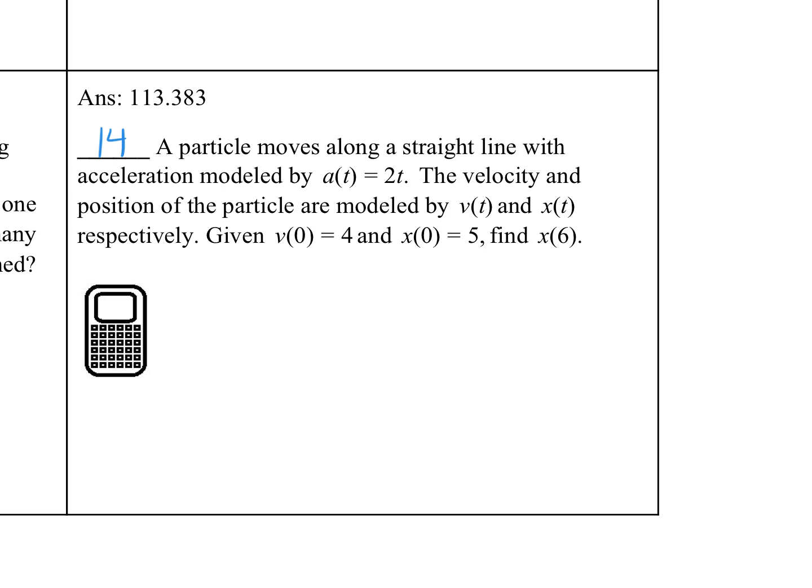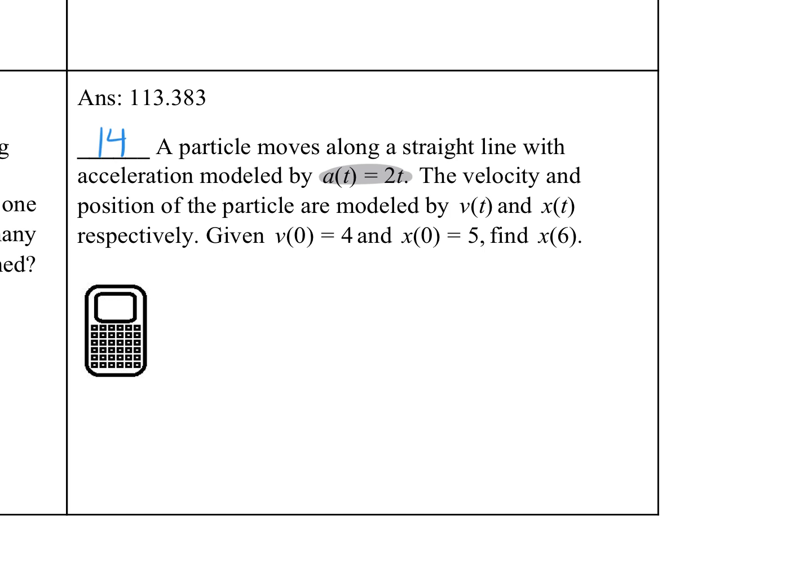Okay, number 14 says that we've got a particle moving along a straight line with acceleration modeled by a of t is equal to 2t. The velocity and position of the particle are modeled by v of t and x of t respectively. Given that v of 0 is 4 and x of 0 is 5, find x of 6.